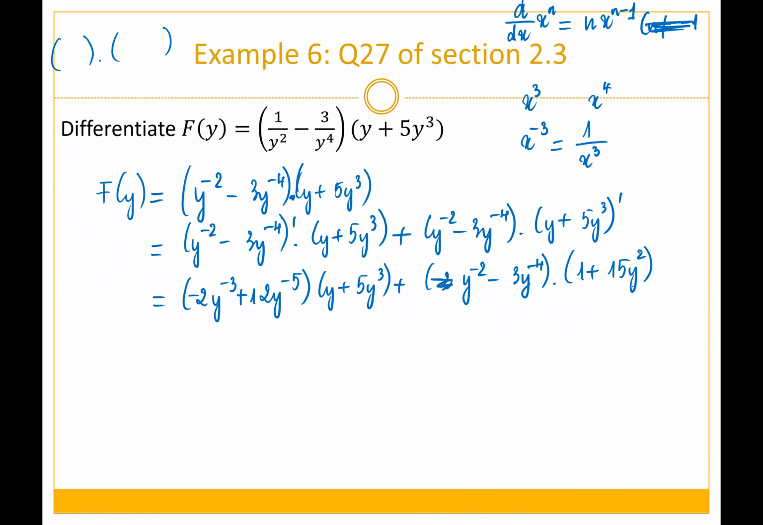So what we end up having now is that we just distribute them together. What we have is negative 2 y to the negative 2 plus 12 to the negative 4, 10 y to the negative 3 with y cubed is just y to the 0, which is just 1, plus 60 y to the negative 2.